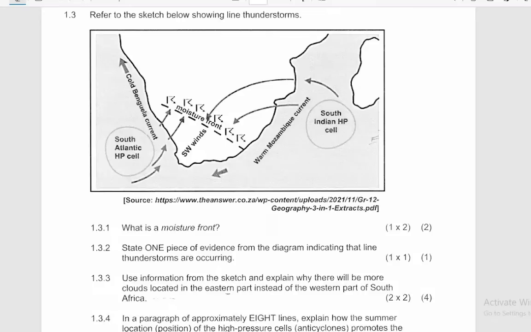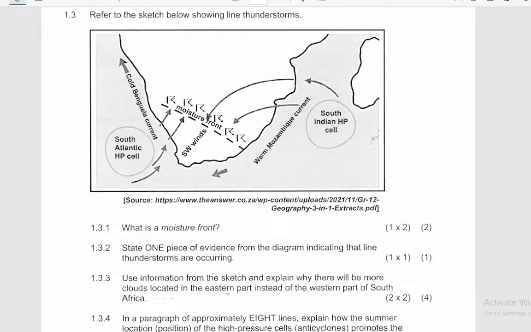Right, that is basically the idea behind the moisture front and the line thunderstorms. And the other thing, maybe you should also note where we have the line thunderstorms. The line thunderstorms, we have them lining on the east of the front. Why on the east of the front? Because that is where warm and moist air is coming from.